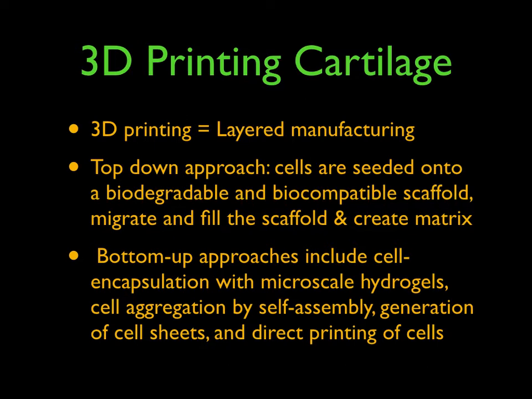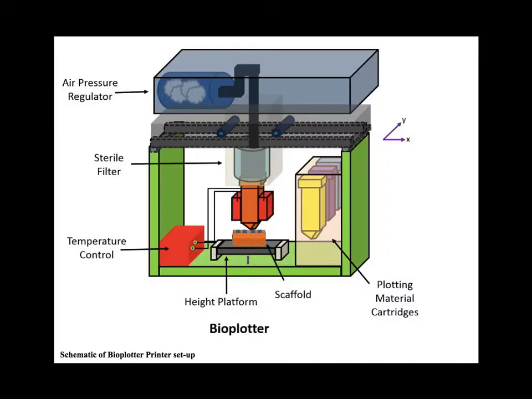So there are two approaches. The top-down approach, where the cell is seeded into a biodegradable and biocompatible scaffold, fills the scaffold and creates matrix. Whereas there is another new approach in 3D printing which has come up, called the bottom-up approach, and it consists of cell encapsulation with microscale hydrogels. Bioprinters look something like this, a technical thing, but basically I call this the jalebi maker. You can have a layered thing, only the extruder moves, instead of by moving a hand, it's got a computer program, so it can print different objects.